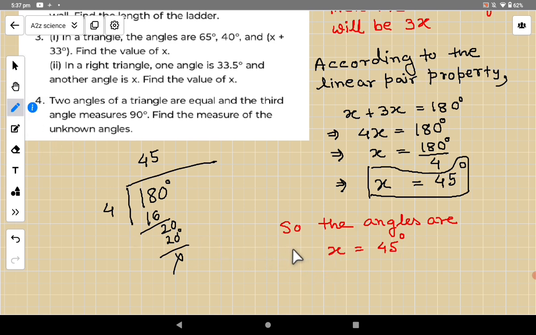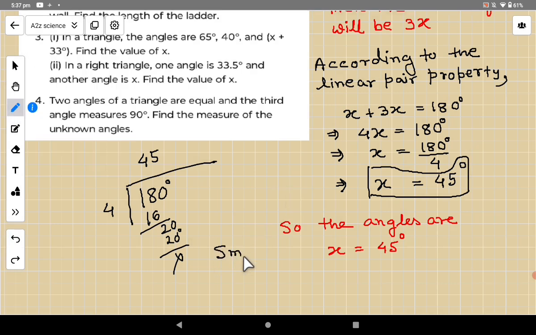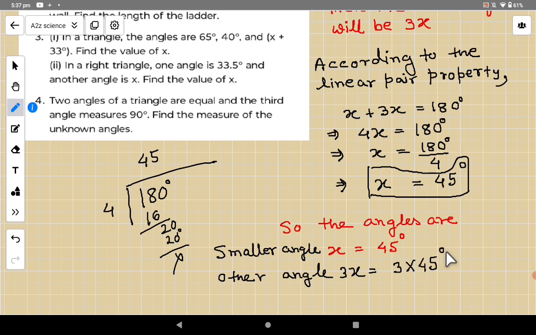Let me write here the smaller angle. Just a minute. And the other angle that we have considered as 3x. So 3x will be 3 into 45 degrees, and 3 fives are 15, so it becomes 135 degrees. Solved. See how easy that is?